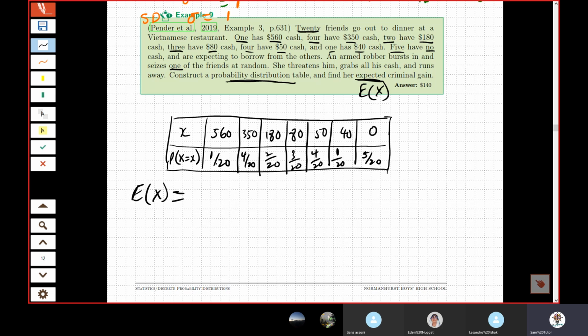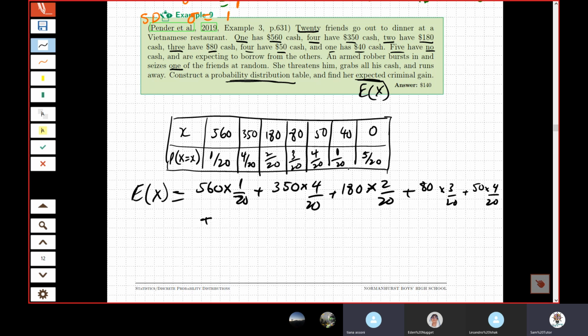All right, expected value. Who wants to give it a shot? Tiana, you want to give expected value a shot for this one? What would it be? So would you do 560 times 1 on 20, plus 350 times 4 on 20, plus 180 times 2 on 20? Perfect. And you're just going to keep doing that until you literally get to the end. I'm not going to do the 0 because I think you guys should know 0 times anything is 0. I'm just going to write plus 0.